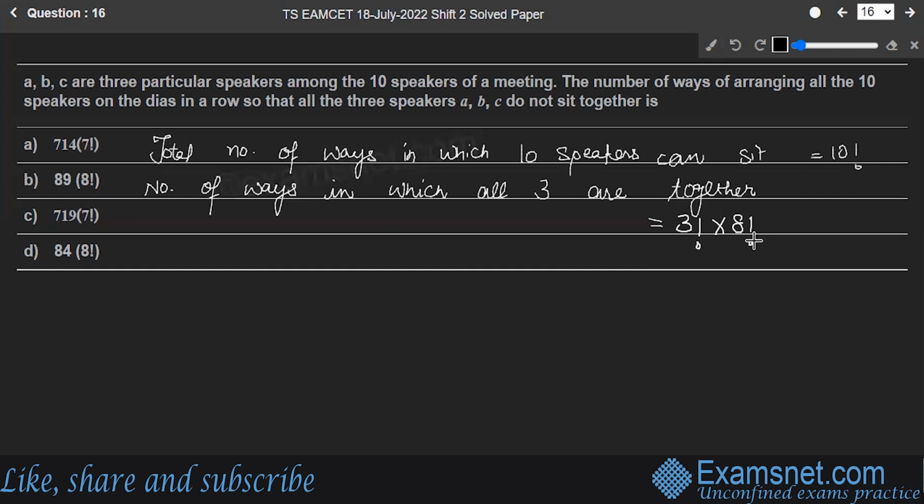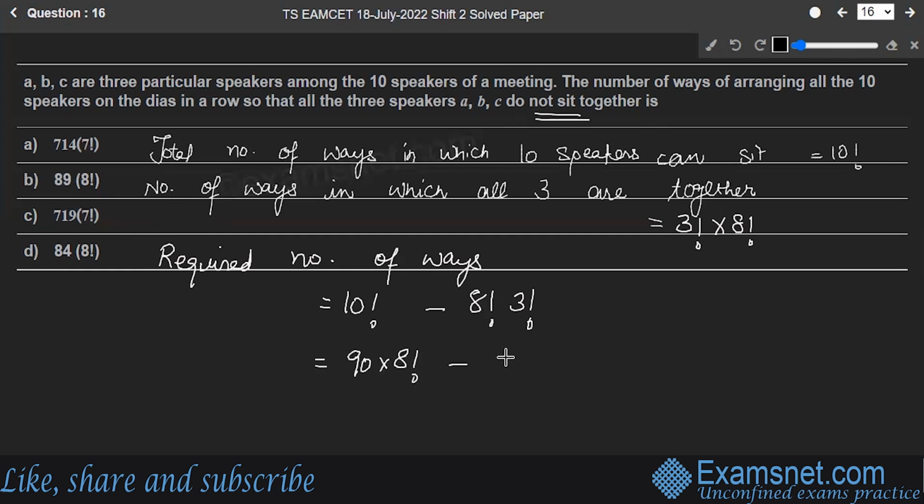Okay, so we had to find out the ways in which they do not sit together. So the required number of ways will be given by 10 factorial minus 8 factorial into 3 factorial, which can be written as 90 into 8 factorial minus 6 into 8 factorial, which is 84 into 8 factorial, which is option D. Hope you understood this. Let's move to the next question, number 17 then.